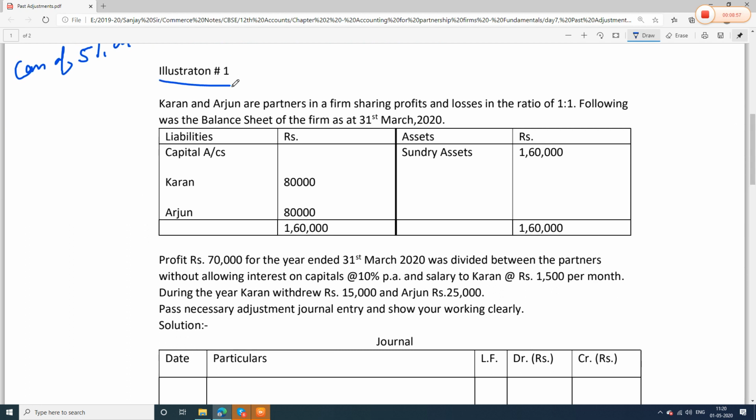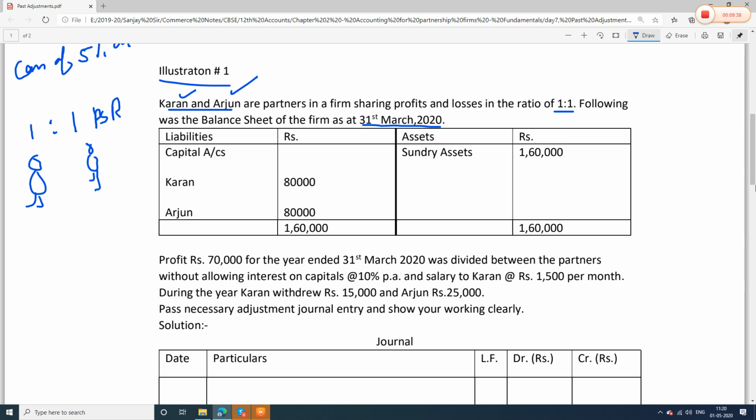Let's read our illustration. Illustration number 1. Karan and Arjun are partners in a firm, sharing profits and losses. I have always told you, you should underline some important data points. Partners, Karan and Arjun, profit sharing ratio 1:1. Following was the balance sheet of the firm on, underline this, what is the period? 31st March 2020. This is Karan, this is Arjun, two people, both have profit sharing ratio 1:1, PSR, profit sharing ratio.